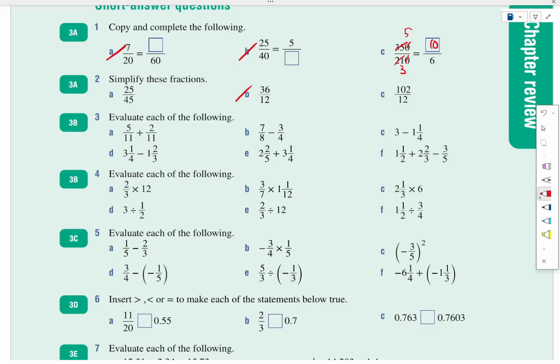So normally you simplify all the way down, and then you can multiply back up. Okay, so that's the one here. Now, next one. Let's go to question 2.